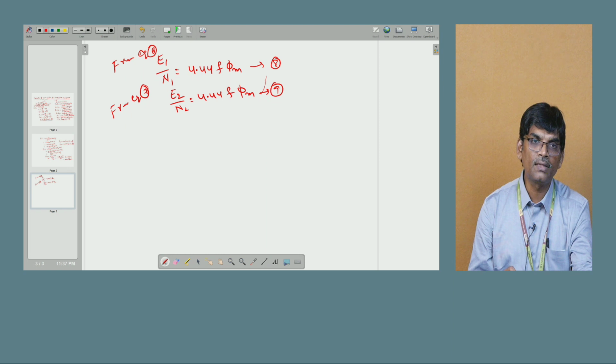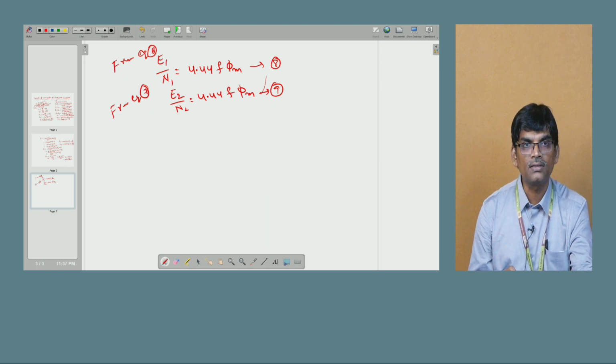Suppose, compared to the primary winding, the secondary number of turns is less, then it acts as a step down transformer. So it acts as a step down transformer.